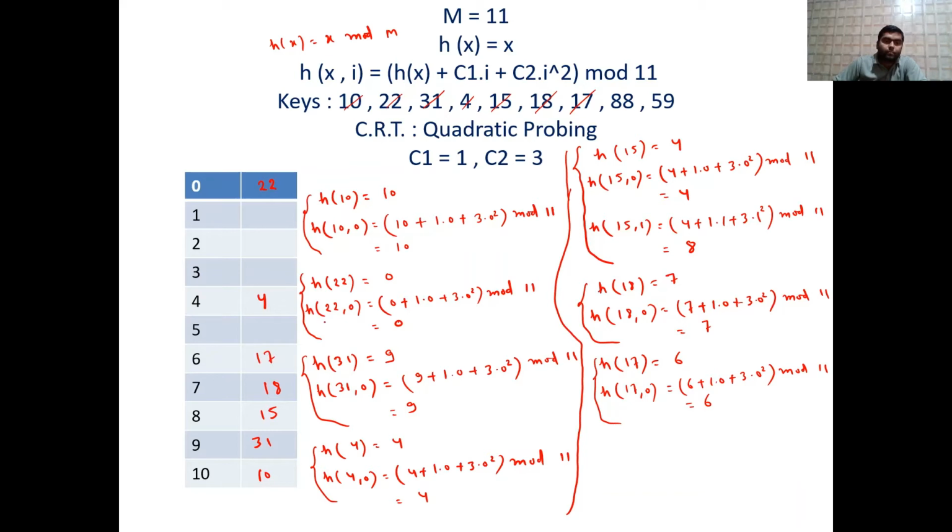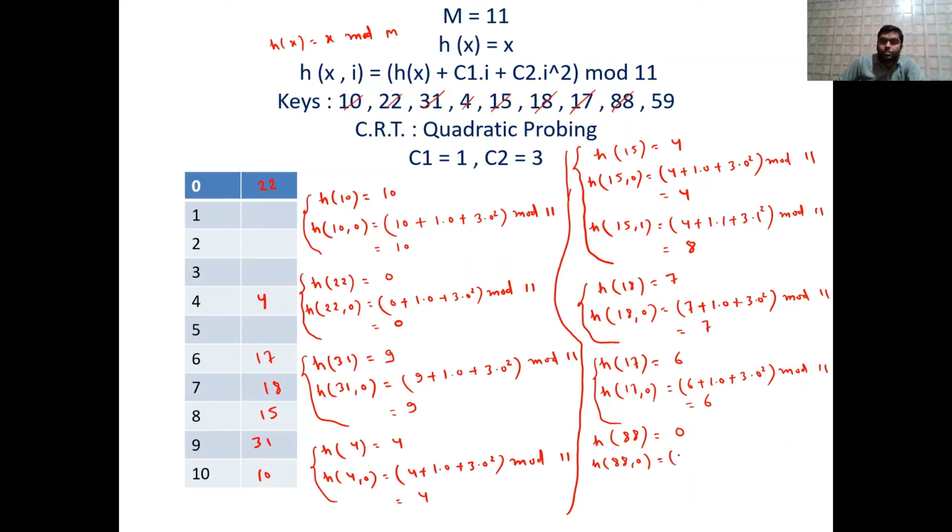Now next is 88. In case of 88, there may be a chance of collision. So observe carefully for 88. 88 mod 11 will be 0. Definitely a collision, because 22 is already stored at that point. But anyhow, calculate. So 88 comma 0.